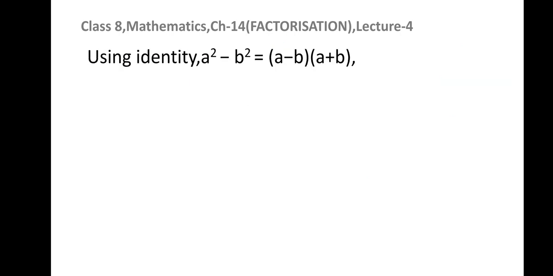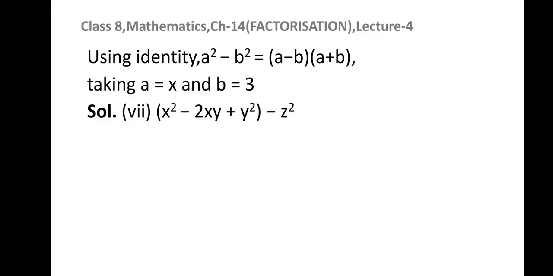We have used identity number 3, a square minus b square, that is equal to a plus b, a minus b, taking a as x and b as 3. So it means if directly you are not able to apply any identity, after taking any factor common from those terms, you can apply the identities.